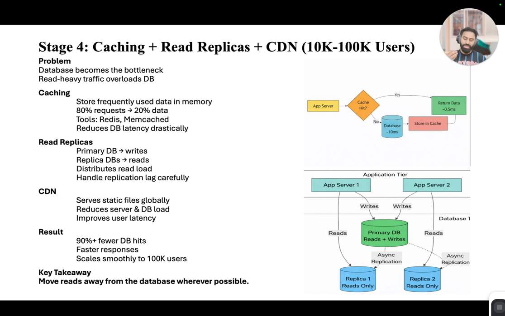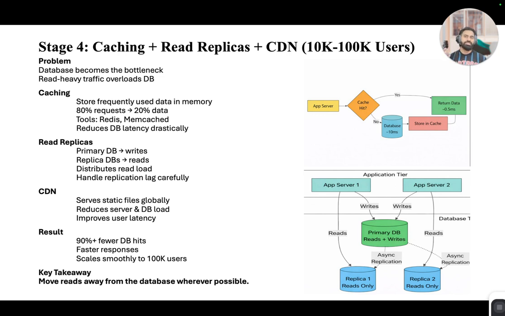So what are the popular CDNs used by different organizations? Cloudflare, AWS CloudFront, and Akamai is also one of the famous CDNs, right? Cloudflare is especially popular due to its free tiers. Okay, so this is where the CDN will be helpful.